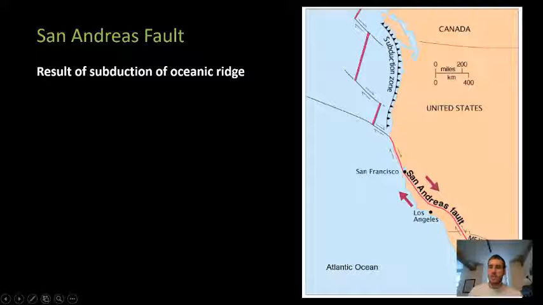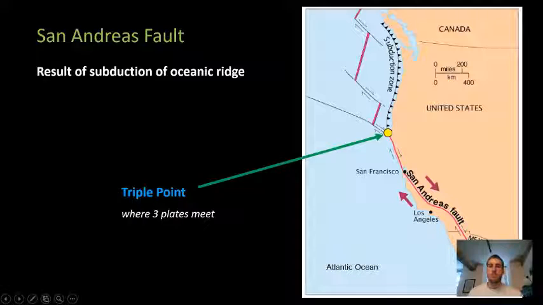One other thing to point out is the reason that you have different boundaries is because of what's known as a triple point. It's where three plates meet. And so this is a triple point right here that separates the San Andreas Fault to the south from the Cascadia subduction zone to the north.